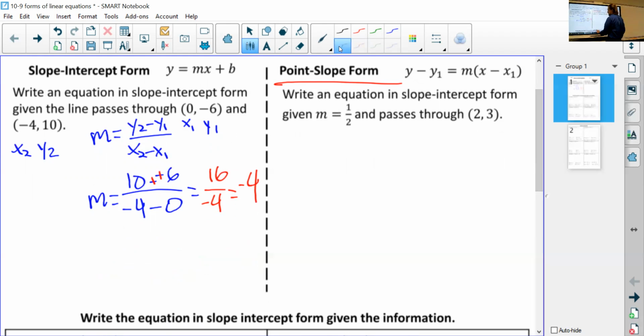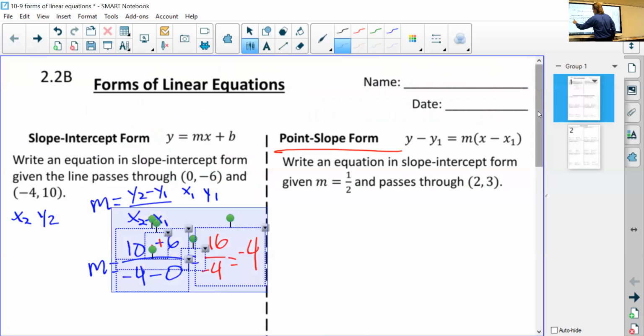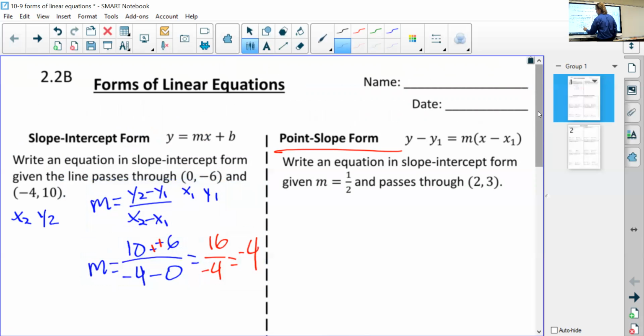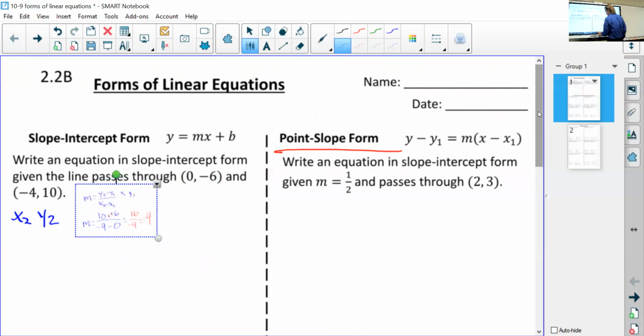Actually, let me, hold on, give me a minute. Okay, this is locked, so I can make this a little bit smaller so I have more room to work. I'm going to try to make this a little bit smaller. Okay, because we already know what that is.